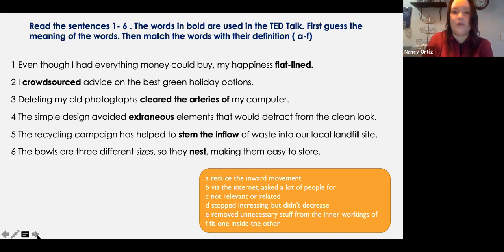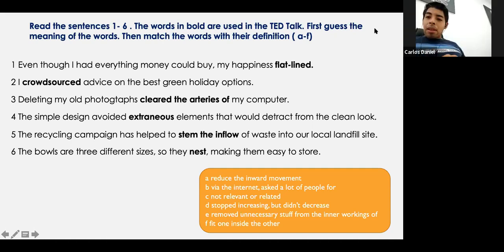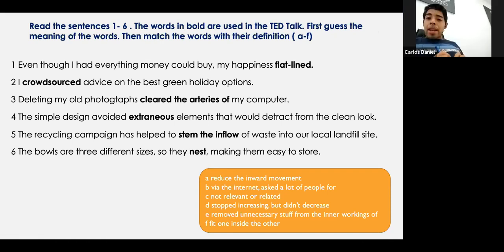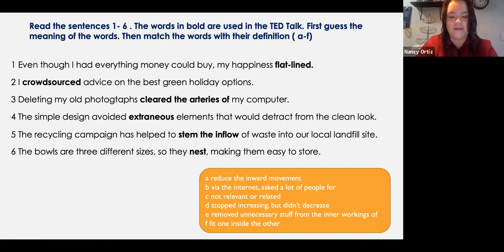Thank you. You're welcome. And the last one, let's see who we have here. Carlos Daniel, can you read this? Oh, yeah, sure. The bowls are 3 different sizes, so they nest, making them easy to store. The remaining one, F, fit one inside the other.